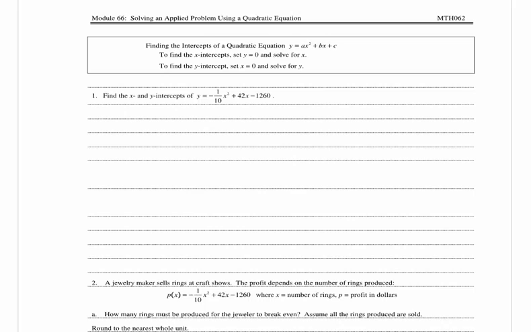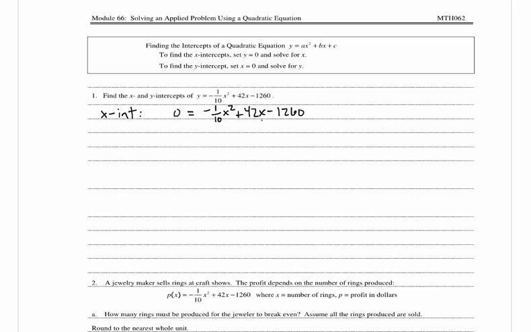So in 1, it says find the x and y-intercepts of y is equal to negative 1/10 x squared plus 42x minus 1,260. So first, to find the x-intercept, we're going to set y equal to 0. So we're going to say 0 is equal to negative 1/10 x squared plus 42x minus 1260. And we're going to solve for x.